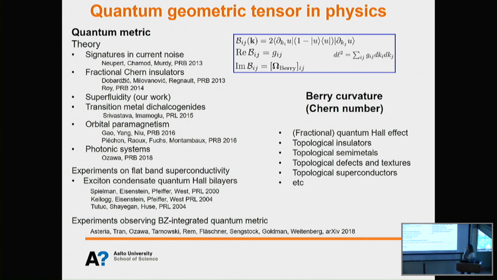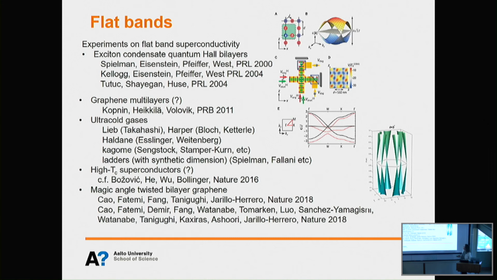And as for experiments, it is sort of inside these experiments, but has not been explicitly discussed. And now there is a first cold gas experiment in Hamburg where they have seen the Brillouin zone integrated quantum metric. So I think it's an interesting quantity to look at, and maybe we will learn a lot about the significance of this quantity in physics.